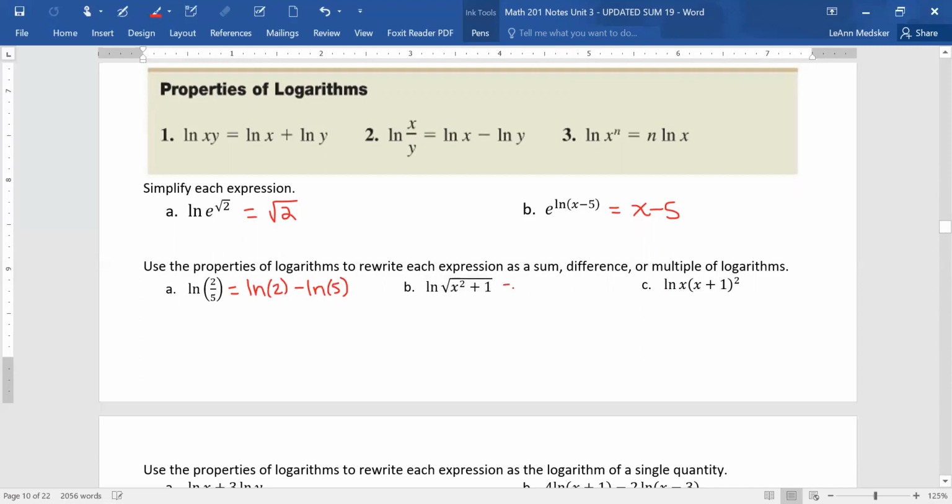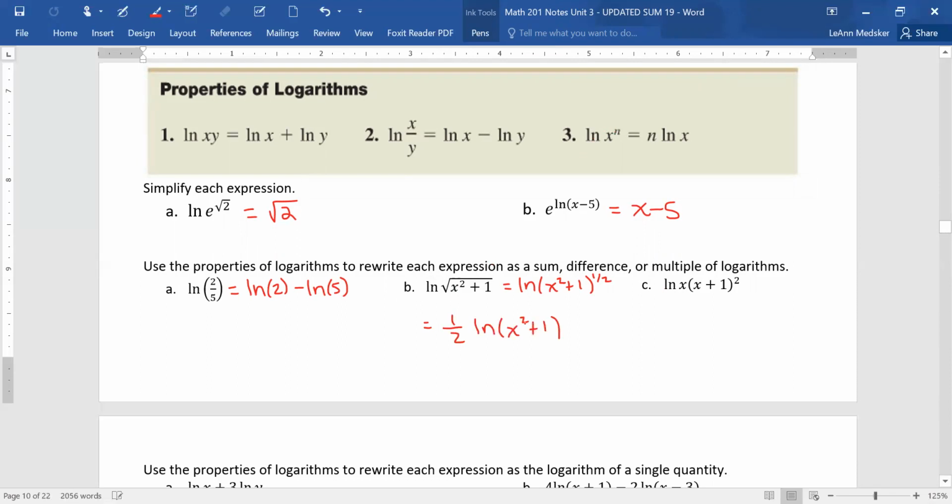This one, the first thing I would do is write this as x squared plus 1 to the 1/2 because it is a square root. And that meets condition 3 here where we can pull the power to the front. So this would be 1/2 natural log x squared plus 1.